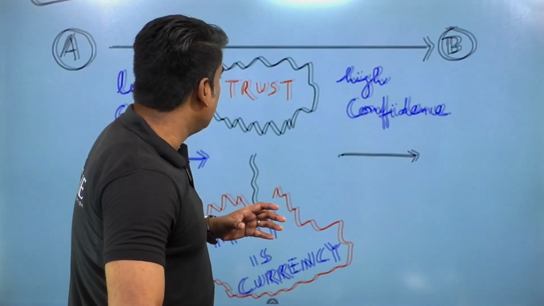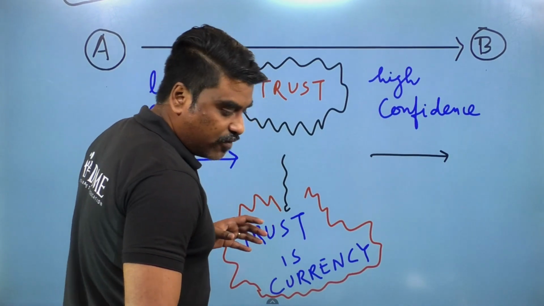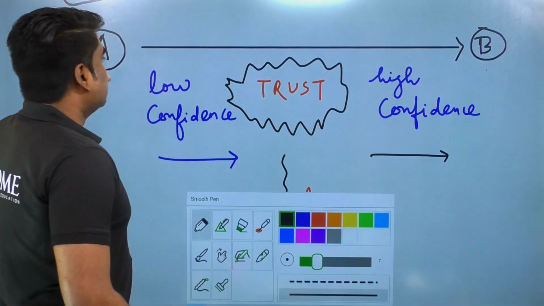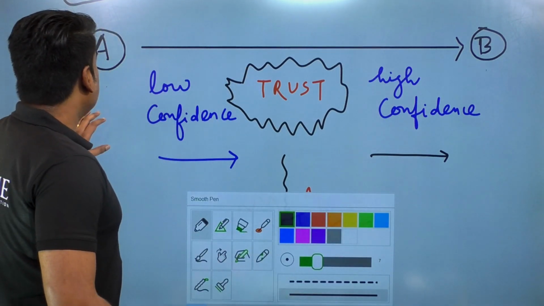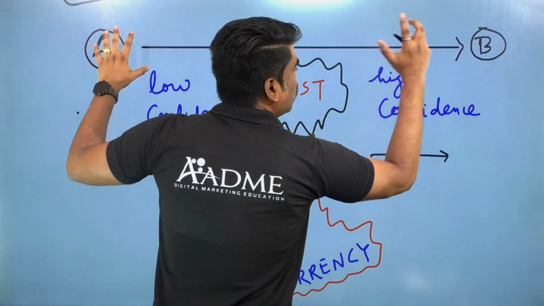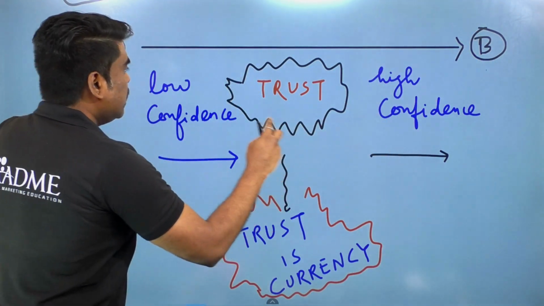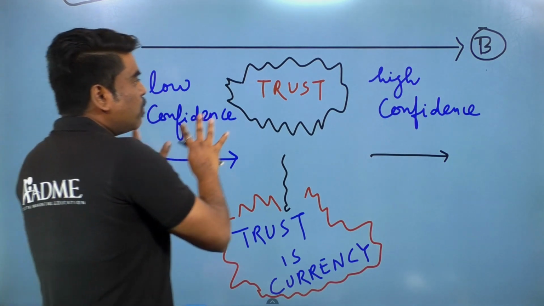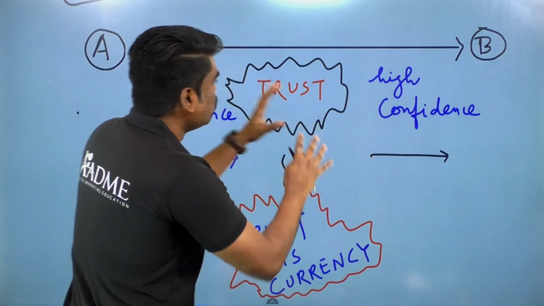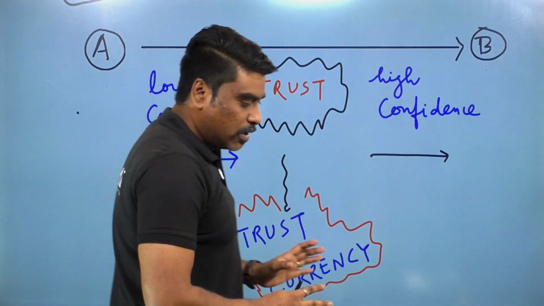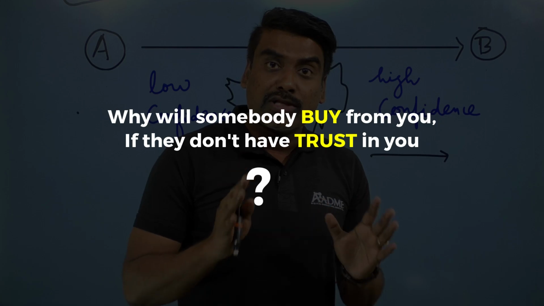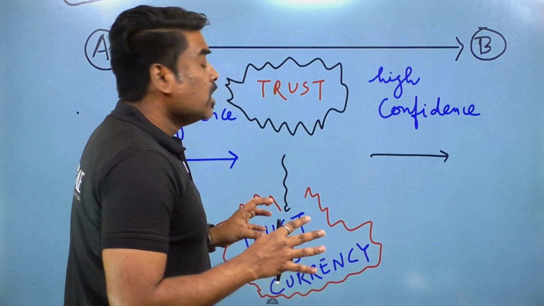So, people, if you look at the screen right now and evaluate the same diagram, your customer is at point A, okay? You have to move them to point B. You are transferring them from point A to point B, from a low confidence zone to a high confidence zone. All you need to do is develop trust. Why will somebody buy from you if they don't have trust in you, right? They need to trust you. So how exactly do you generate trust?